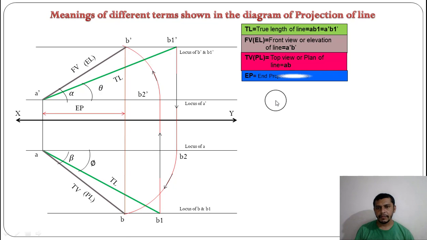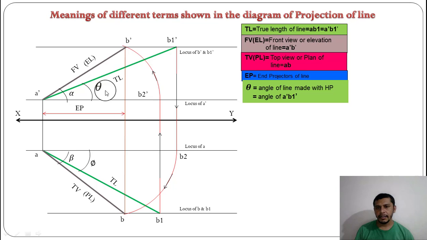Then EP, that is the end projectors of the line, or the perpendicular distance between projectors of the ends of the line. We can see that here this is the projector of A and this is the projector of B, and the perpendicular distance between these two projectors is considered as the end projectors of the line. On the projector of A we have shown elevation of A and plan of A, and on the projector of B we have shown elevation of B and plan of B.